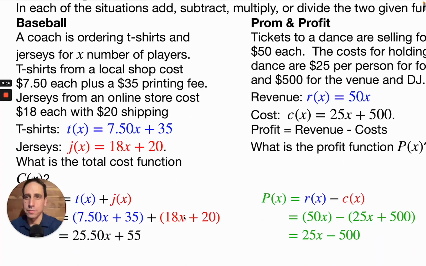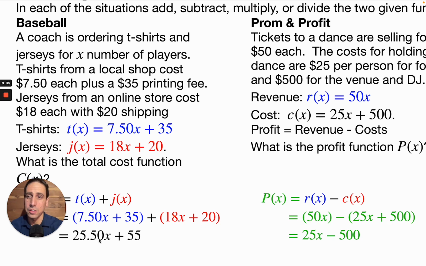Let's check out this first situation. Baseball. The coach is ordering T-shirts and jerseys for x number of players. They don't know how many players they've got, maybe the roster is still kind of unfinished. But we do know that the T-shirts from a local shop cost $7.50 each plus a $35 printing fee. And then you're also going to order jerseys from the online store that cost $18 each with $20 shipping.